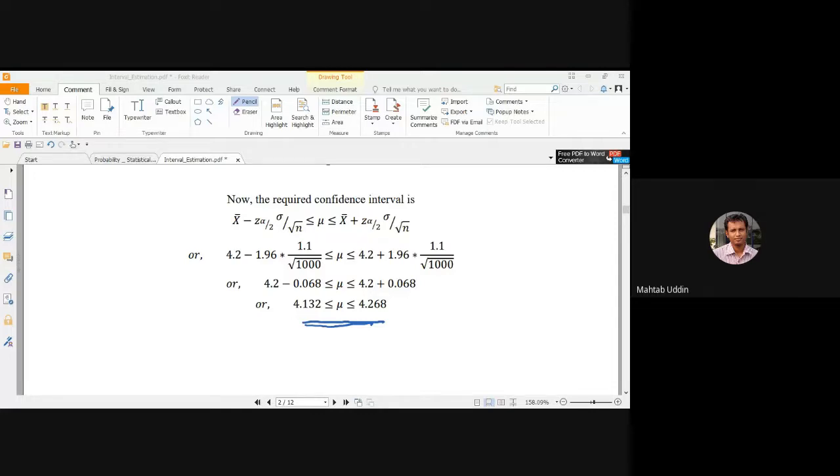What is the minimum? What is the maximum? So 4.132 is the minimum. That is, if you give the student less than 4.132 pound, the student will not be satisfied. If the student is not satisfied, what will the problem be? Definitely, the student will not pay.